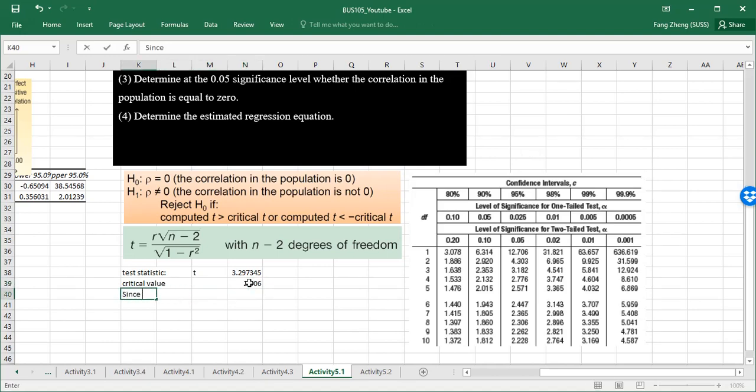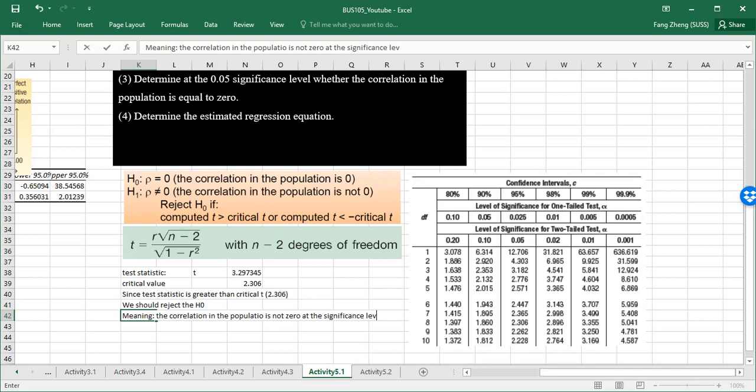Now as you can see, since the test statistic is greater than the critical t, 2.306, we should reject H0, which means the correlation coefficient is not 0. So we answer question 3.